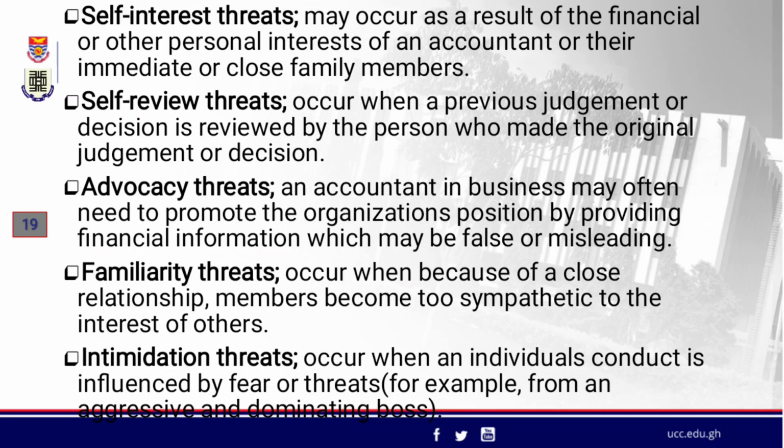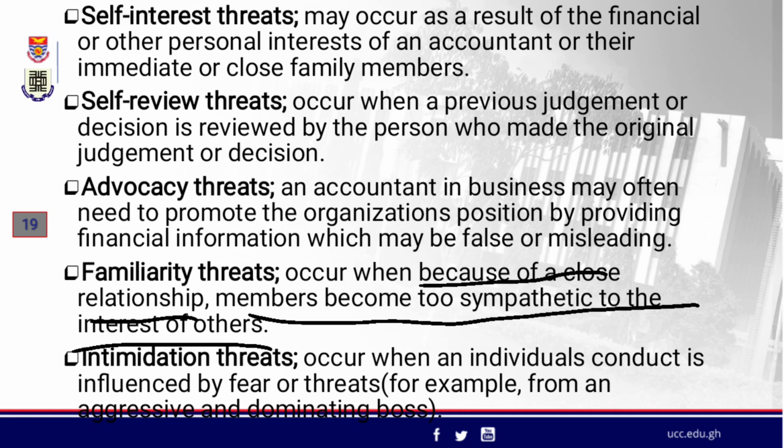Familiarity threat occurs because of a close relationship. Please let's take note of this. Because of a close relationship, members become too sympathetic to the interests of others.